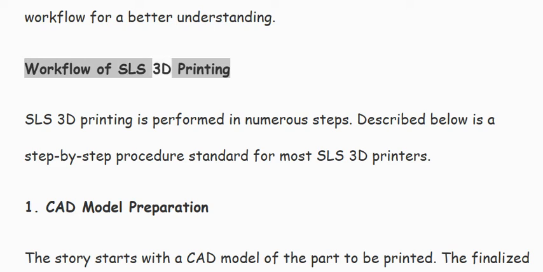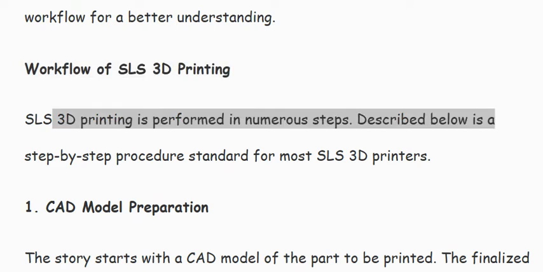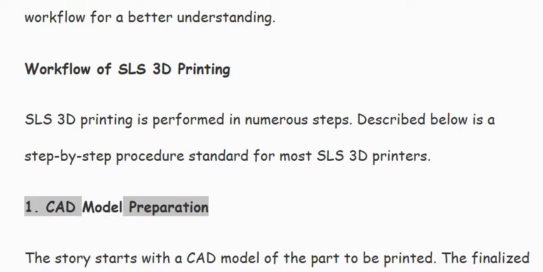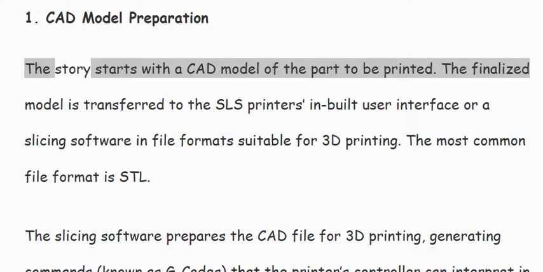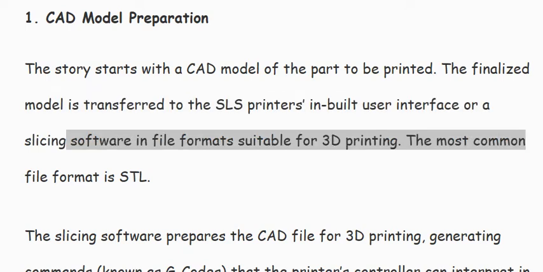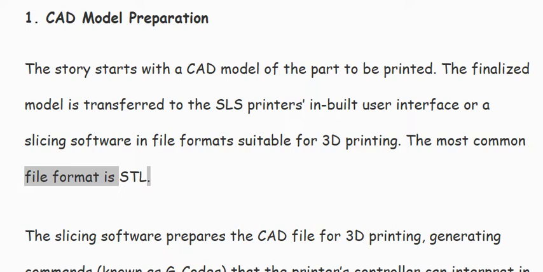Workflow of SLS 3D printing. SLS 3D printing is performed in numerous steps. Described below is a step-by-step procedure standard for most SLS 3D printers. 1. CAD model preparation. The story starts with a CAD model of the part to be printed. The finalized model is transferred to the SLS printer's inbuilt user interface or a slicing software in file formats suitable for 3D printing. The most common file format is STL.